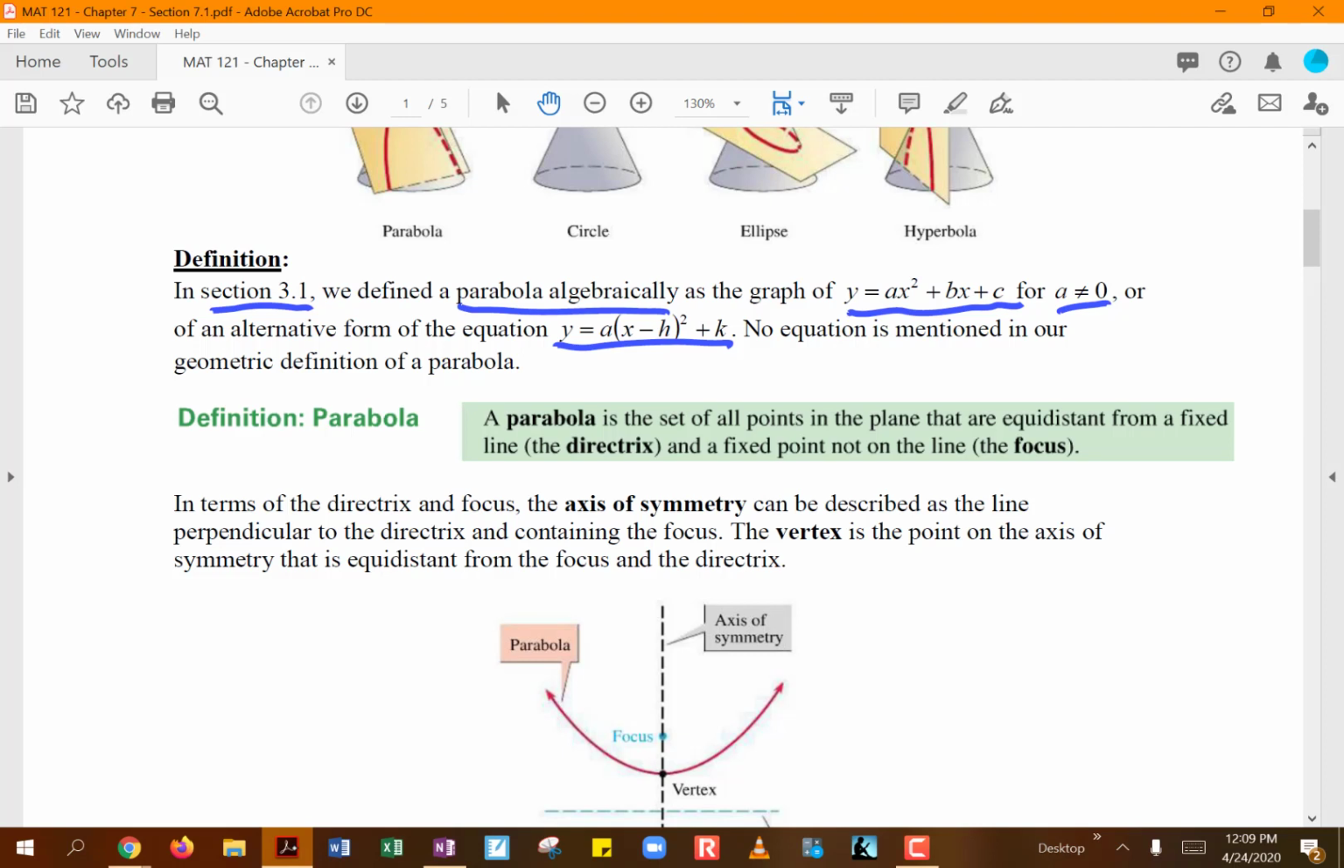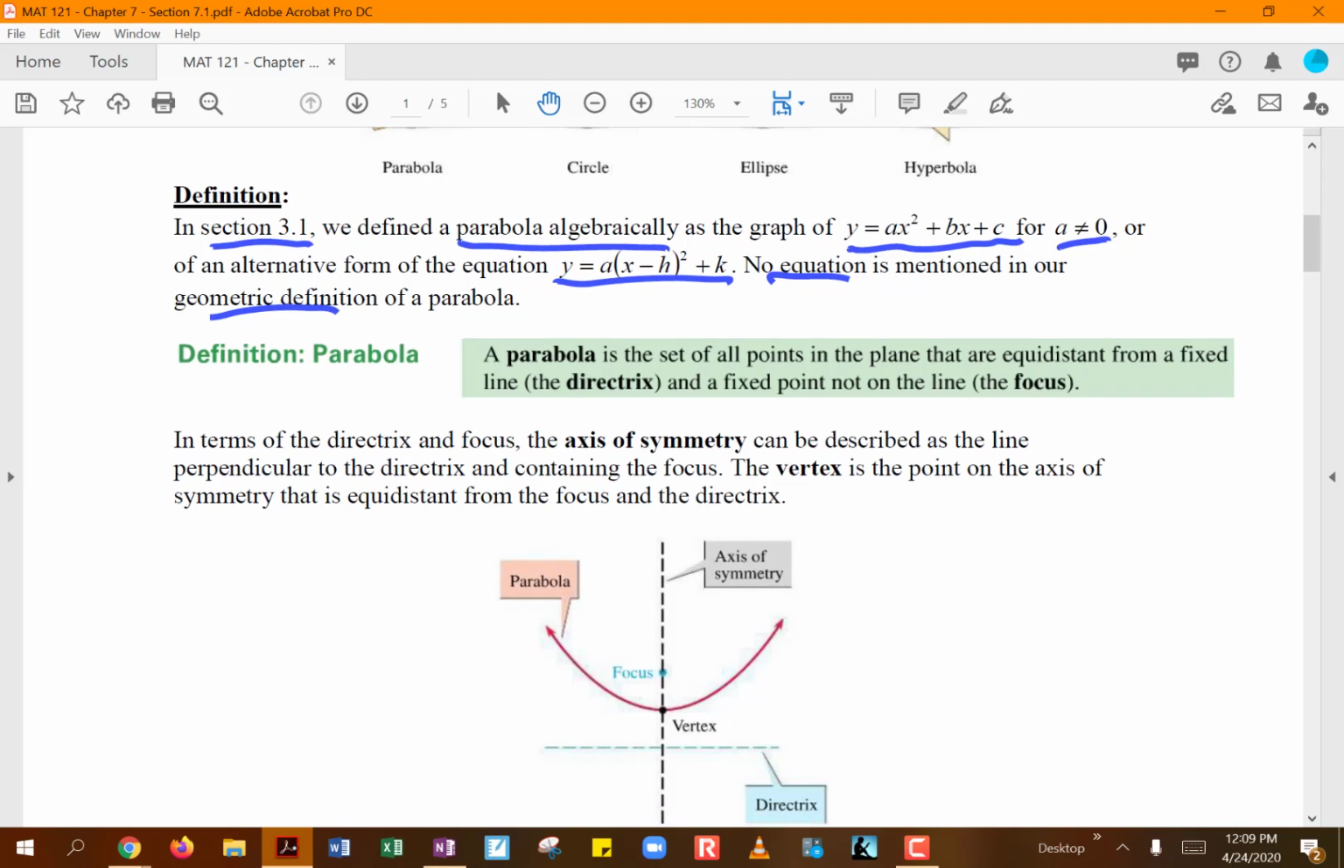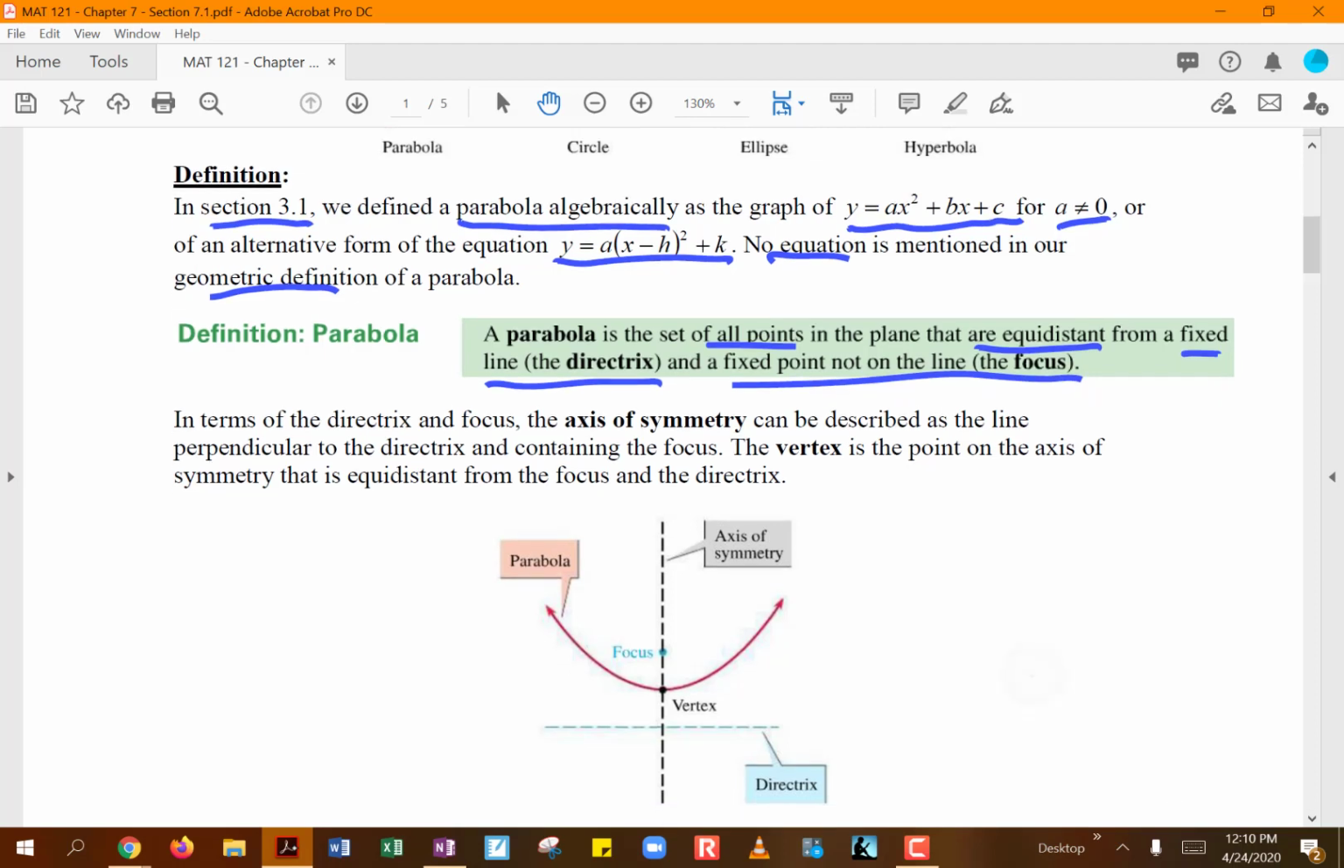Now, when we're talking about parabolas in terms of its geometric definition, you are actually not going to have an equation associated with it. So your definition is, a parabola is a set of all points in the plane that are equidistant from a fixed line, which will be the directrix, and a fixed point, which is not on the line, that we call the focus. If you remember in the video that we just looked at for conic sections, they had mentioned the directrix, so you can go back and review that if you like.